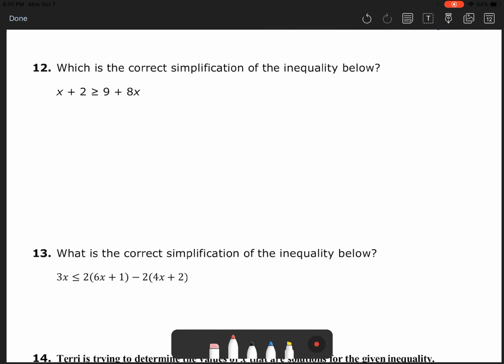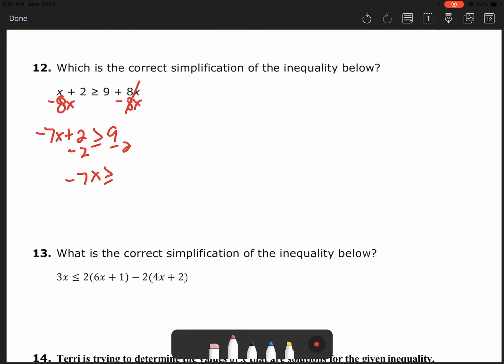Number 12. Ooh, number 12 is a little challenging, but not really. We have a variable on both sides of our inequality. We're going to treat this just like we do. So I'm going to subtract x. I'm going to do it the other way. The reason I'm going to do it the other way is I want to keep my x on the left side, just because it'll be easier for me in terms of graphing it if I have to. So now this is going to become 9, and that's going to be 2, and that's going to be negative 7x plus. All right, subtract 2, that's going to give me negative 7x.